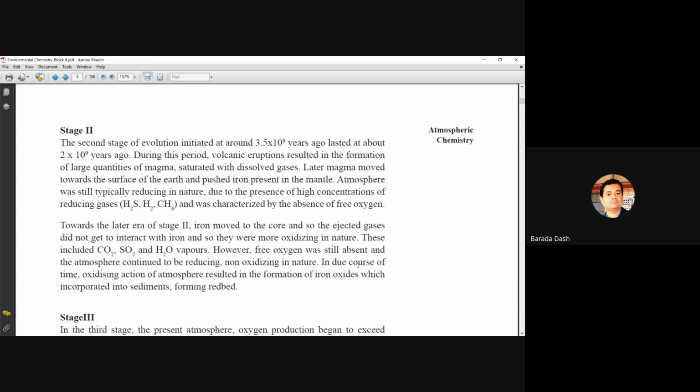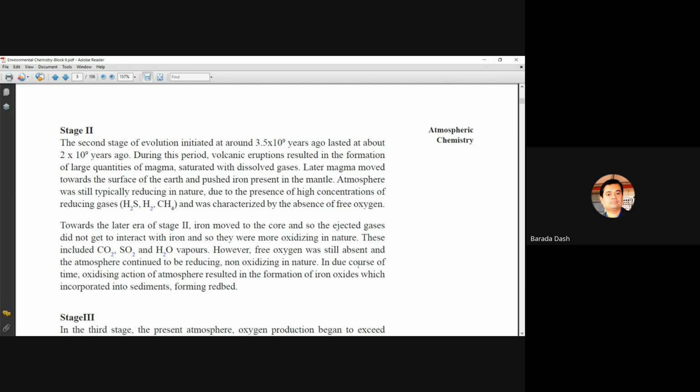Towards the latter era of stage 2, iron moved to the core, and so the ejected gases did not get to interact with iron, and so they were more oxidizing in nature. So gradually, iron moved to the core, and magma coming out gradually pushed the iron to the core of the earth. Then the earth becomes oxidizing.